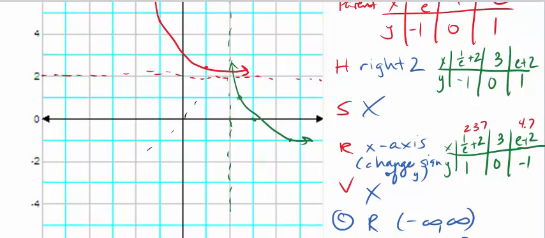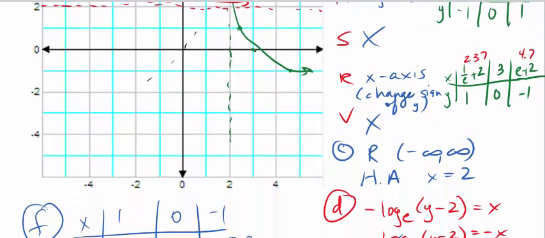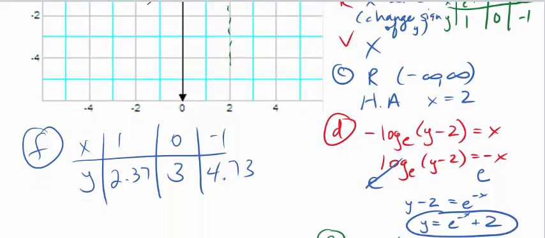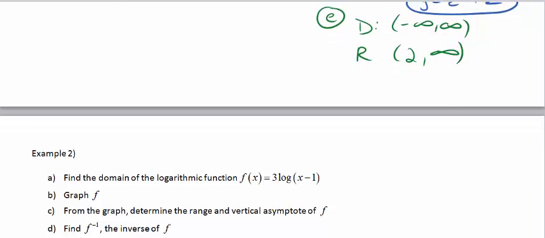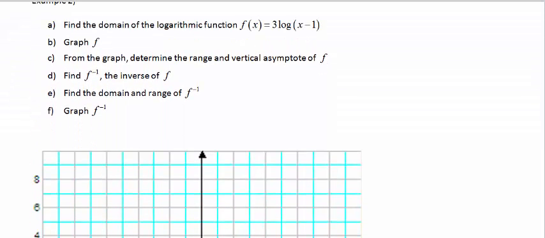Okay, I'm going to do one more with you. So flip the page, and I believe we have the same set of instructions. We do. So find the domain of the logarithmic function f of x equals 3 log x minus 1. I don't have a base here, so that means my invisible base is going to be 10.